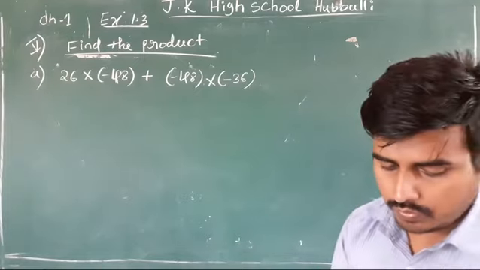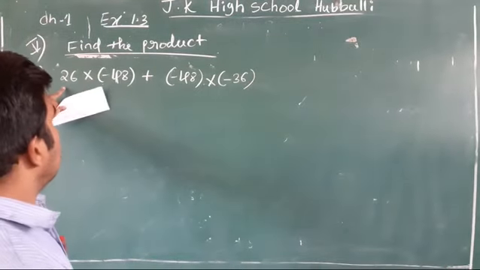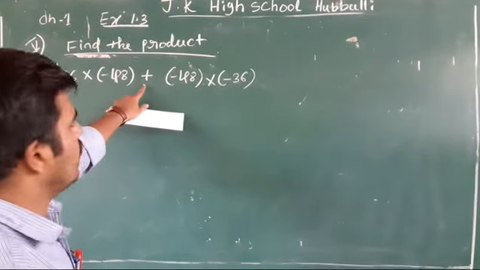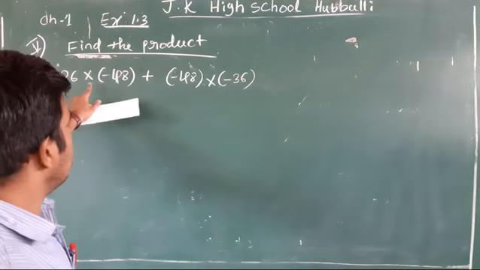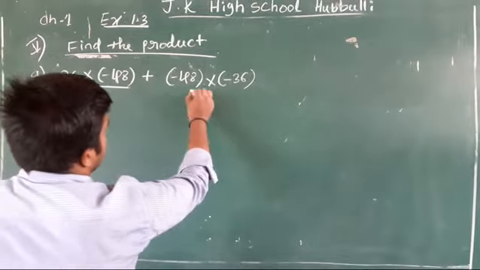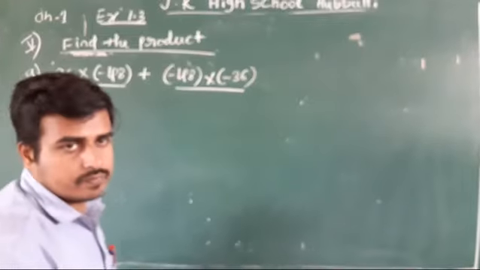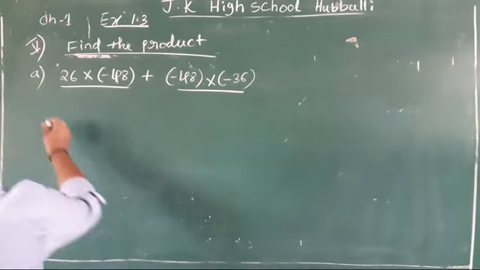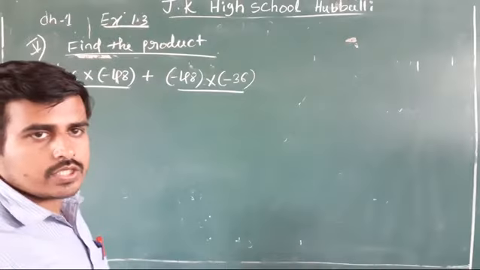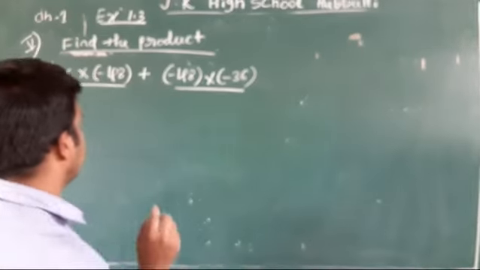Now, the same situation arises in front of us. Two integers are in multiplication and one addition. So multiplication has first preference according to the BODMAS rule. So first we need to multiply these two. Afterwards, whatever answer I get, I need to add them. This is the way to solve it. What I told, first always we need to open the brackets.